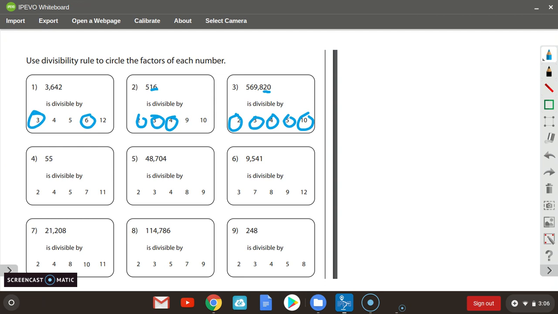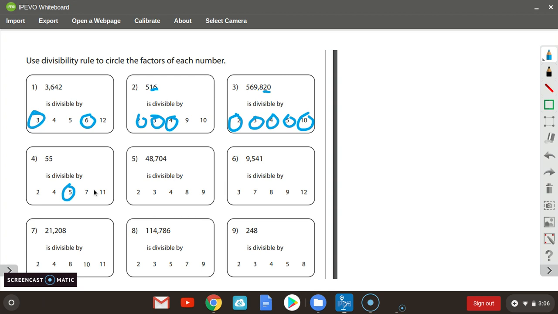All right, we take a look at 55. 55 doesn't end in an even number. It's not a multiple of 4. It ends in a 5, so it's divisible by 5. And then if I take the last rule and look at it, it's a small number, but it works. I can try it for 7. If I take the last digit, it would be 5. Double it, it would be 10. And if I subtract 10 from 5, I'd get negative 5. So it's not divisible by 7.